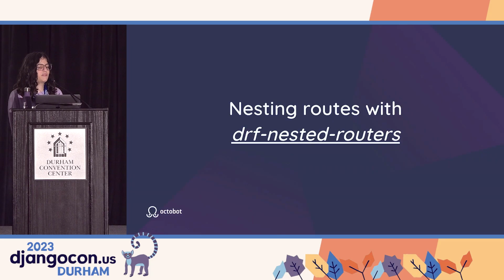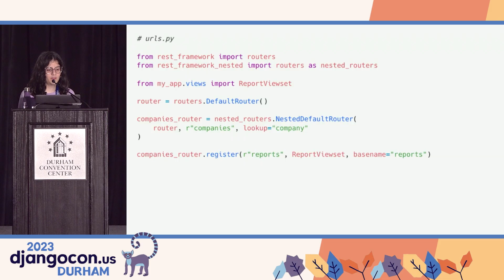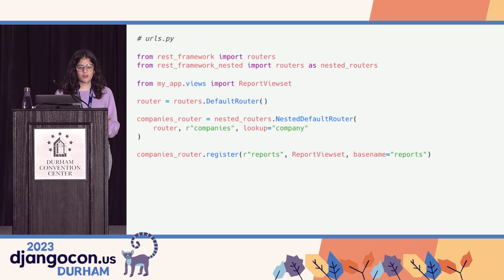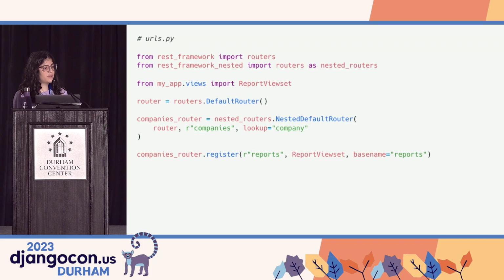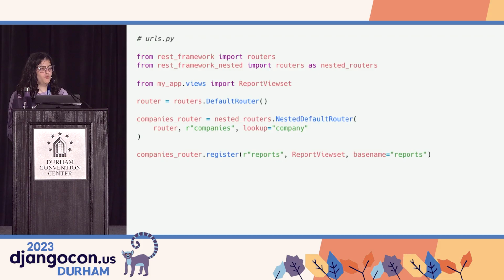First point, nesting routes, and for that we used a library called DRF nested routers. It's really simple and easy to use. It's just a couple lines of code. You write your usual URLs file, you import your routers from REST Framework, and you also import routers from REST Framework nested, and I renamed it to nested routers to avoid a name clash. You create your default router as usual, and then you can create your nested default router under which you actually nest all the view sets that you want nested.